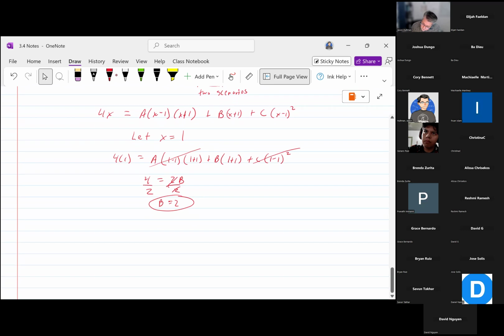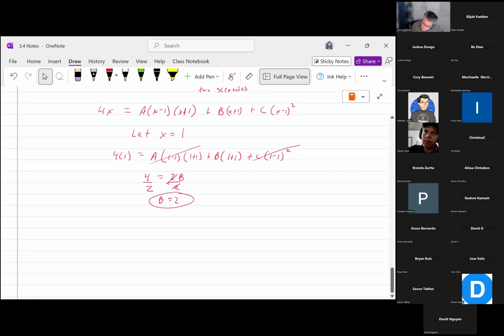Well, we could plug in maybe -1. Let's let x equal -1, and that will get rid of the a and the b. So I'll get 4 times -1 equals a times (-1 minus 1) times (-1 plus 1). That's going to go to 0.